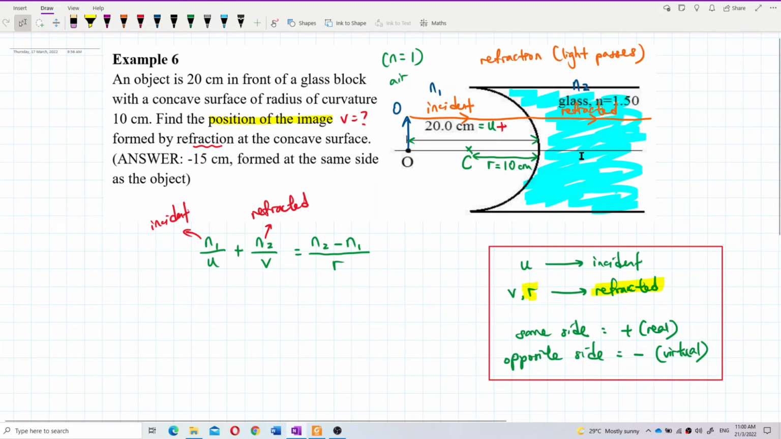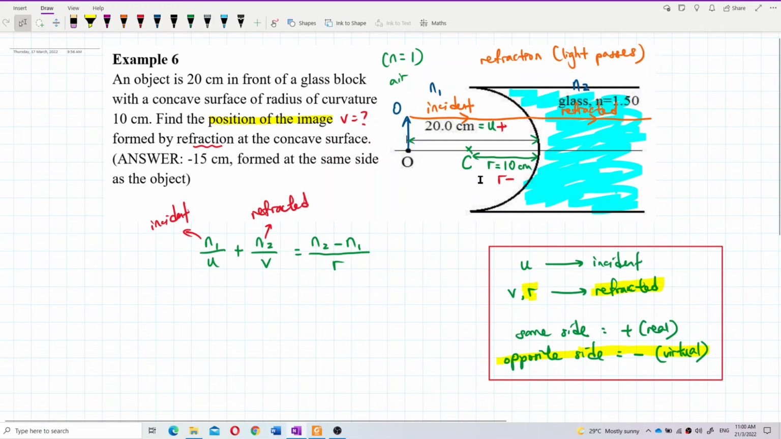You see that? Radius compared with refracted ray. Is it at the same side? No, it is opposite side, not at the same side. So opposite side is negative. So this radius is virtual. This radius is negative because not at the same side with refracted ray. Okay. So this R is R negative, or you can say negative 10 centimeter. Okay. So that's very simple.